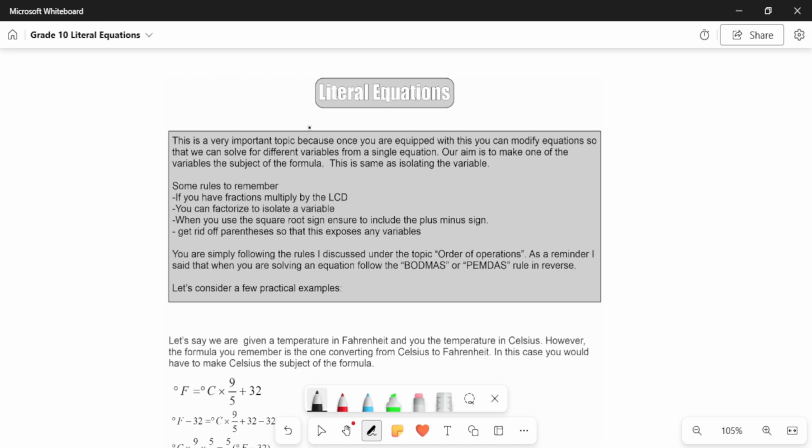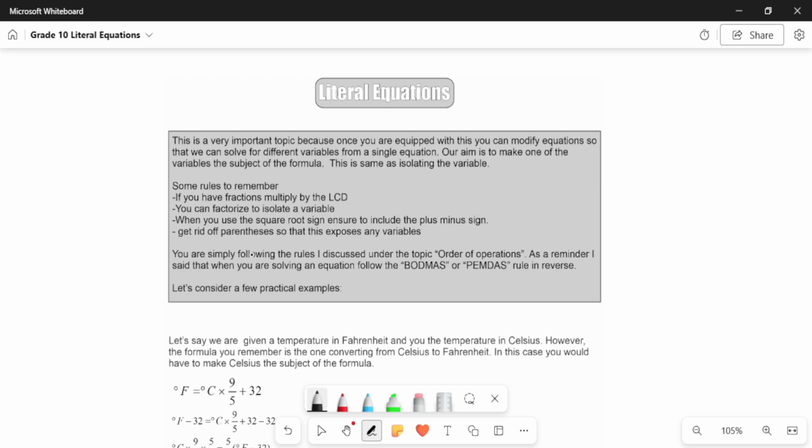Right, so there's vast applications to literal equations, but as we progress through the course, you'll see some of the things that I mentioned here will actually expand your mind a bit. Our aim is to make one of the variables the subject of the formula. This is the same as isolating the variable. You're simply following the rules I discussed under the topic order of operations. As a reminder, I said that when you're solving for an equation, follow the BODMAS or PEMDAS rule in reverse.